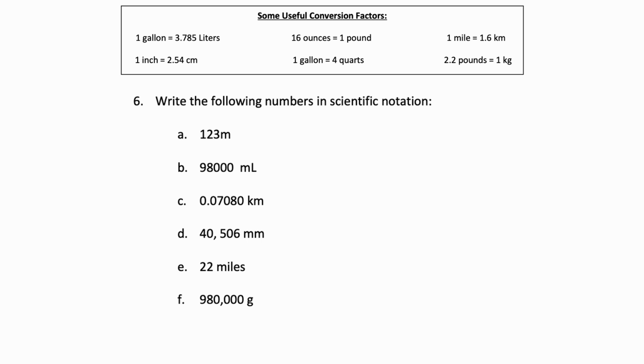All right, write the following numbers in scientific notation. Again, we're just moving the decimal point until you get to a number between 1 and 10. I'm just going to do the first 3 for you. I feel like you guys are pretty good on this. So the decimal point's here, 1, 2 to the left. It's a number greater than 10, so it's going to be a positive number. So 1.23 times 10 to the second meters.